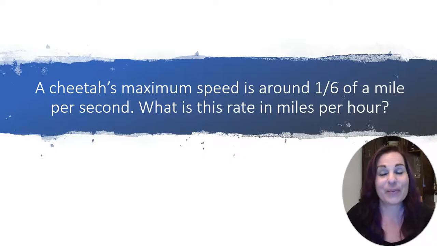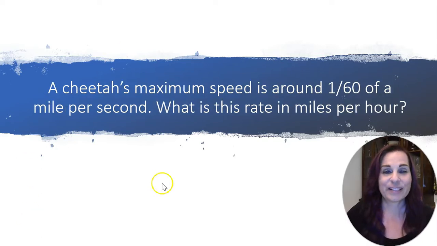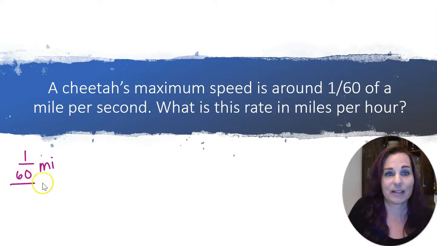All right, one more unit rate problem. A cheetah's maximum speed, and actually this is supposed to say, let me just fix it right now. There we go. A cheetah's maximum speed is around 1/60th of a mile per second. What is this rate in miles per hour? So let's start with the rate that we've got: 1/60th of a mile in 1 second.